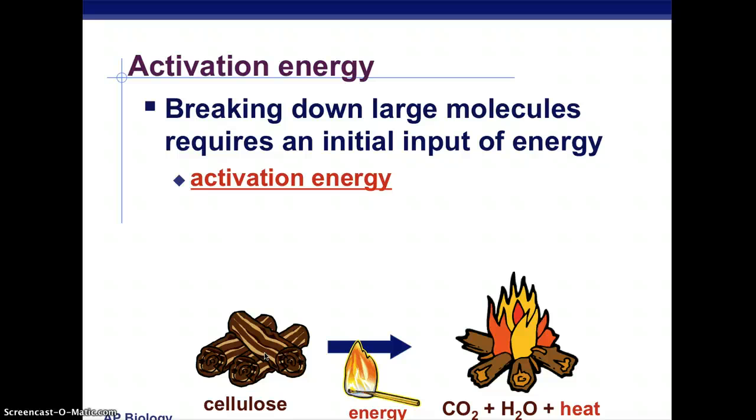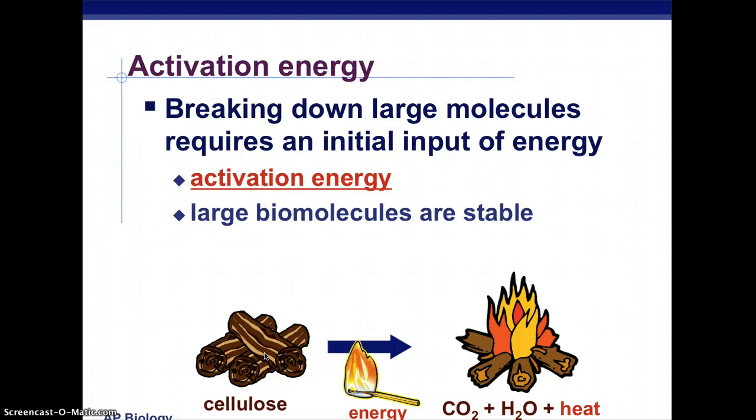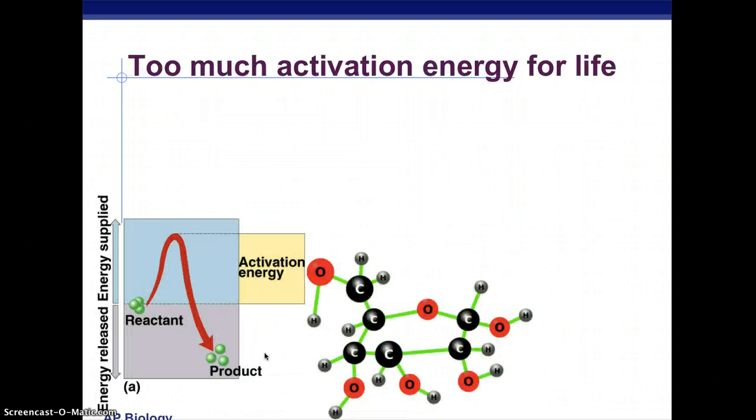So large biomolecules such as starches, proteins, and fats that you're consuming in your food, we have to supply an initial little input of energy to start to break those down so that we can get a net release of energy to run all the chemical reactions in your body. So, too much activation energy for life. Normally, to break down a molecule such as a starch takes a tremendous amount of energy. So this activation hill is a pretty steep hill. If we could find a way to lower the amount of initial investment of energy, that would make the reaction easier to happen.